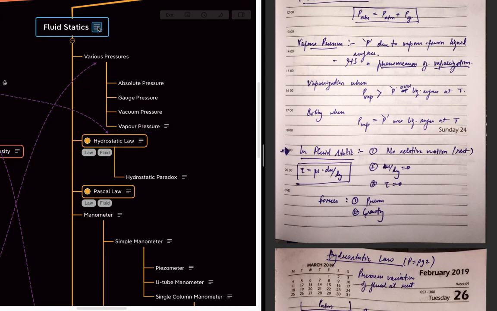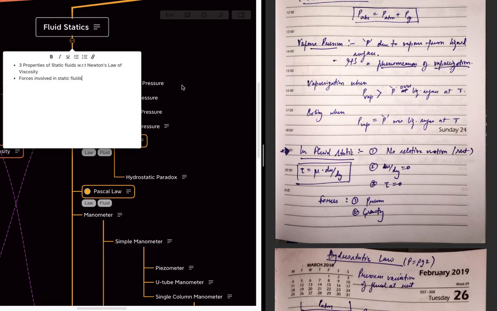What is fluid statics? In fluid statics there are no relative motions, which means the body is at rest. From Newton's law of viscosity, the shear stress is equal to viscosity times the velocity gradient. In fluid statics, where the fluid is at rest, the velocity gradient is 0. As this is 0, the shear stress in the fluid is 0, because there is no motion, so there is no stress at all.